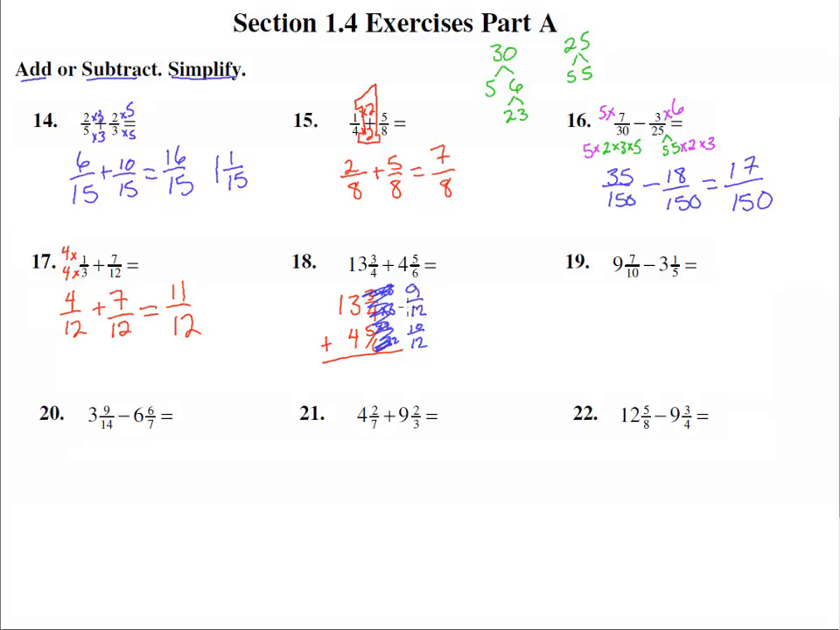Good. So 13 and 9/12, 4 and 10/12. 9/12 and 10/12 is 19/12. Let's go ahead and write that down for just a minute. 19/12 and 13 plus 4 is 17.